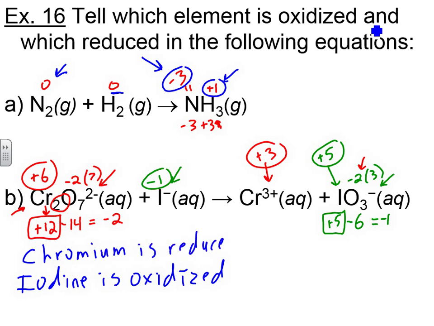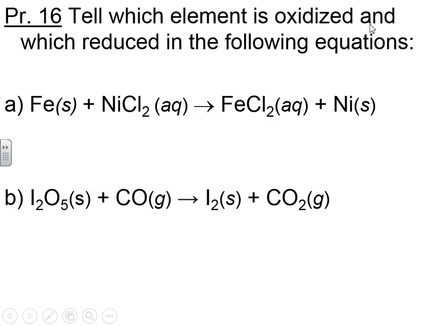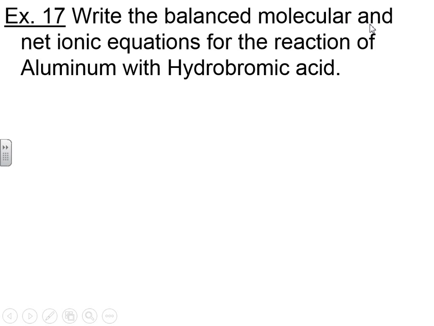Alright, and hopefully these 2 examples make sense. Go ahead and take a minute and try this example on your own. And then let's write an actual balanced molecular and net ionic equation for these types of reactions. Just like we've done with precipitate reactions and acid-base reactions, we can do it with these reactions. So let's do aluminum with hydrobromic acid. Let's write the molecular equation, the one we used to. So in this case, we got aluminum with hydrobromic acid, which is HBr.